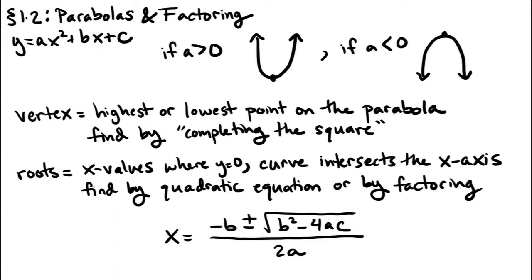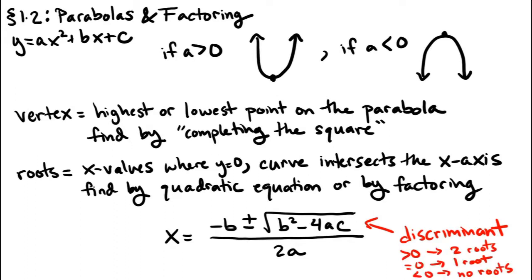Notice this quantity under the square root. b squared minus 4ac is called the discriminant. It lets us decide whether or not a parabola has 2 roots, 1 root, or 0 roots. Notice that when the discriminant is 0, that single root is the same place where the vertex is. You don't have to complete the square because the parabola already is a perfect square. When the discriminant is negative, that means the parabola is either entirely above or entirely below the x-axis.